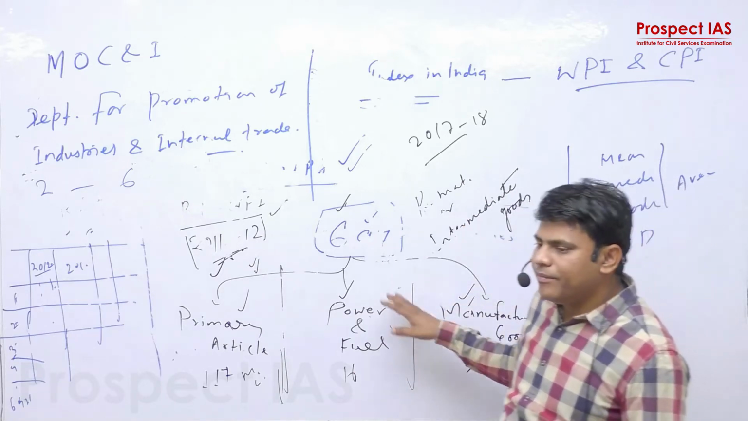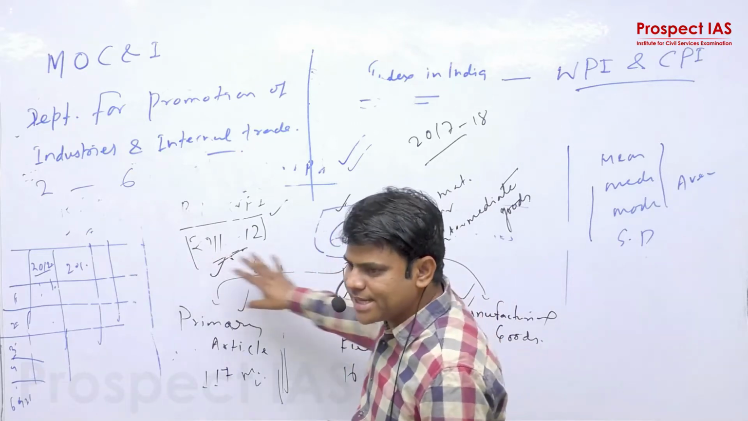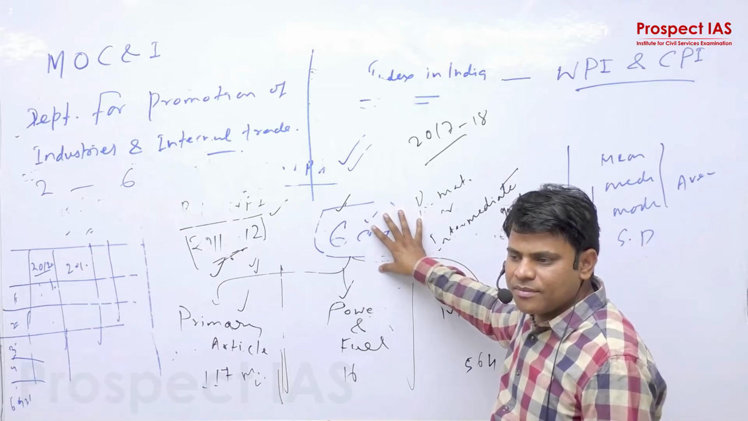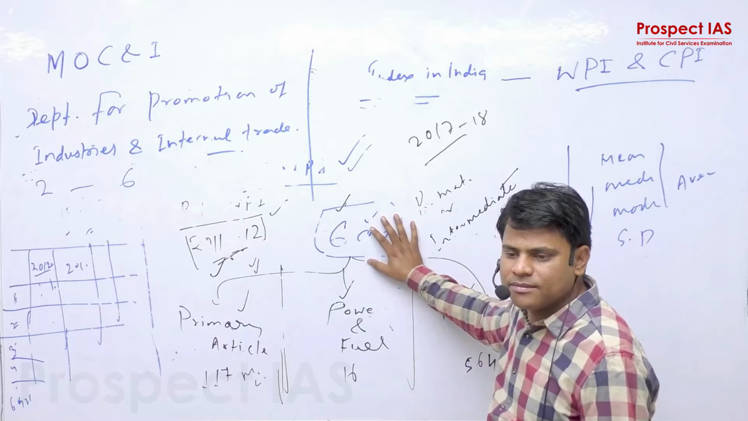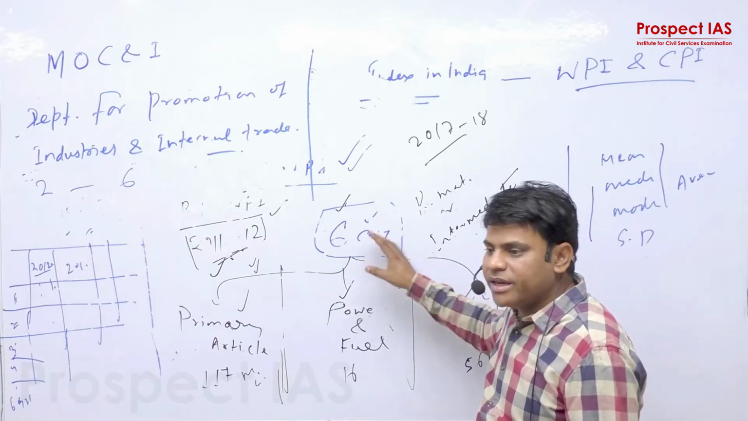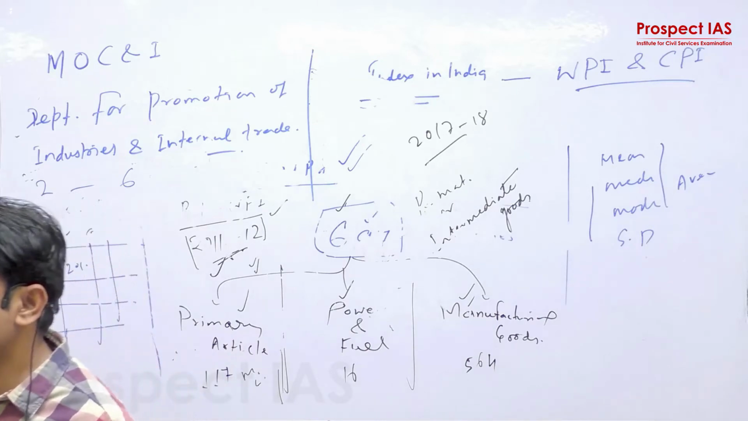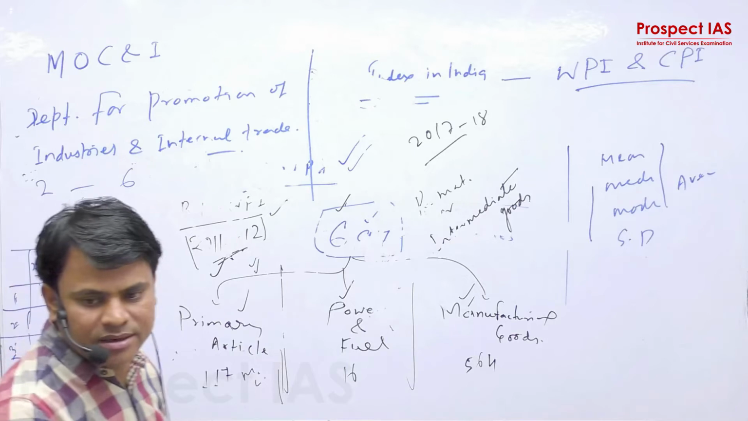You find no services have been included in the construction of WPI. You can see that all these 697 articles are commodities, they are not services, right? But inflation is not the outcome of an increase in prices of goods only. It can be due to an increase in prices of services as well, isn't it?